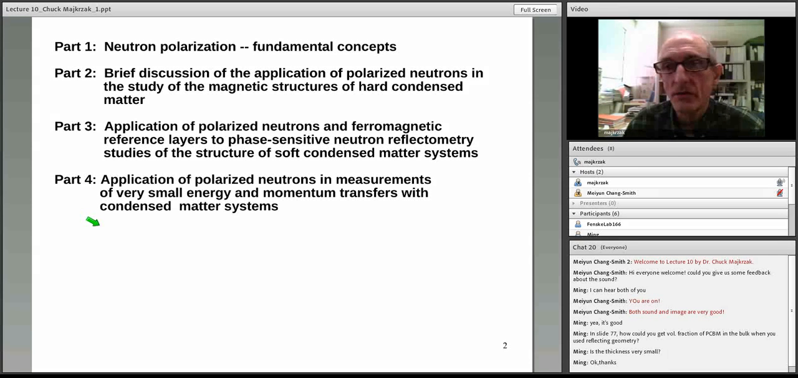And then in part 4, we'll talk about application of polarized neutrons for measuring very small momentum or even energy transfers. And unfortunately, because of the government shutdown and the fact that we were not able to give these lectures in the appropriate sequence, this would have been really nice to talk about prior to Professor Dieter Richter's talk on neutron spin echo. But you can look at this lecture on tape and then look at Professor Richter's lecture again, and this may help clarify some points, or maybe not.